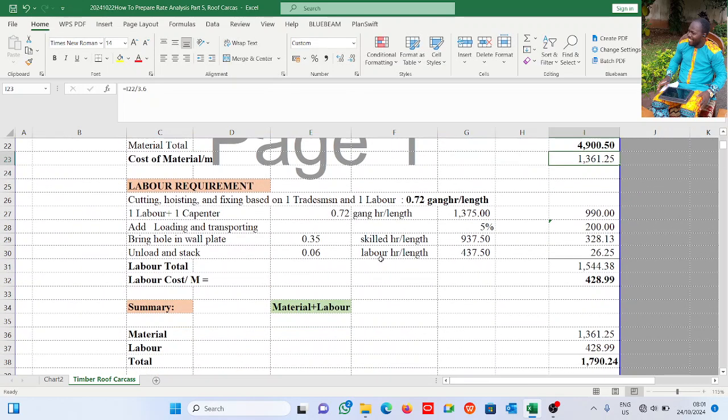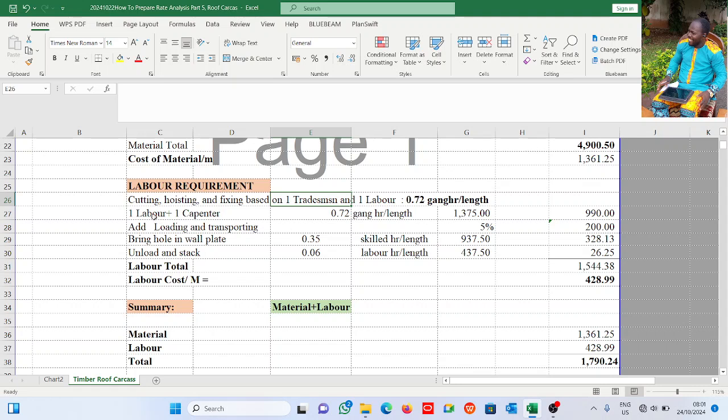Now look at the labor requirement. Of course, you have to cut. You remember you're working in the roof, so you have to raise, hoist to position. You have to fix them before you nail. So if you have one tradesman and one labor, you are going to do that in 0.72 hour per length. A gang of one tradesman, or one skilled and one unskilled labor.